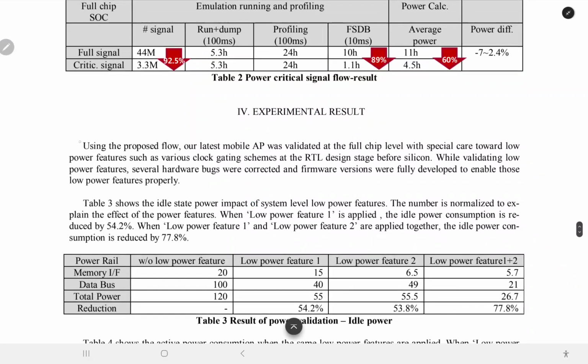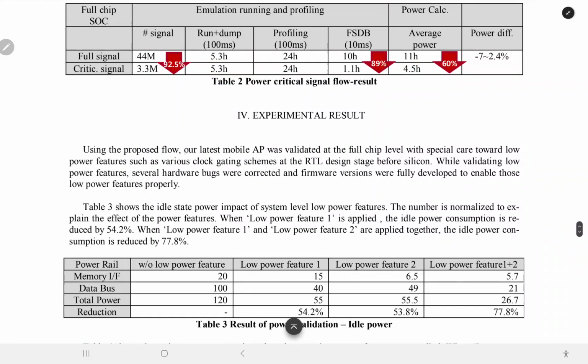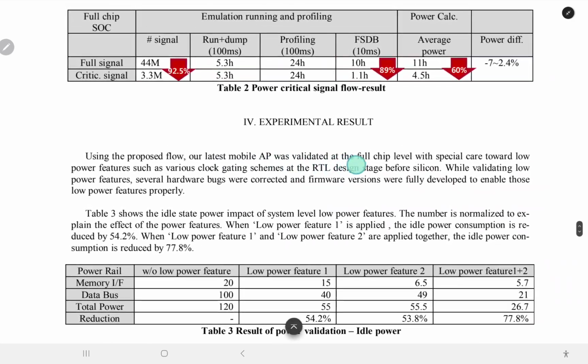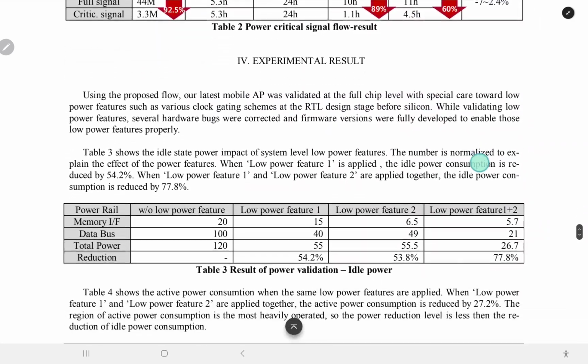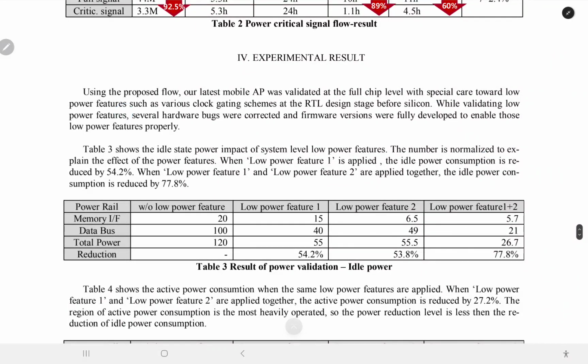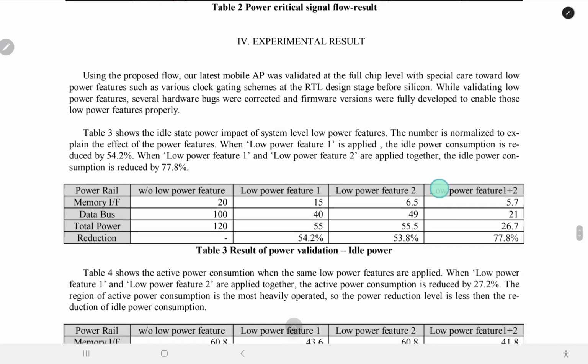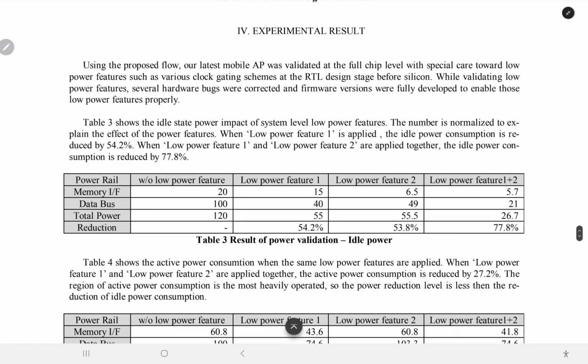Experimental result. Using the proposed flow, our latest mobile AP was validated at the full chip level with special care toward low power features such as clock gating schemes at the RTL design stage before silicon. While evaluating low power features, several hardware bugs were found and firmware versions were fully developed to enable those low power features properly. Table 3 shows the idle state impact of the system level low power feature.